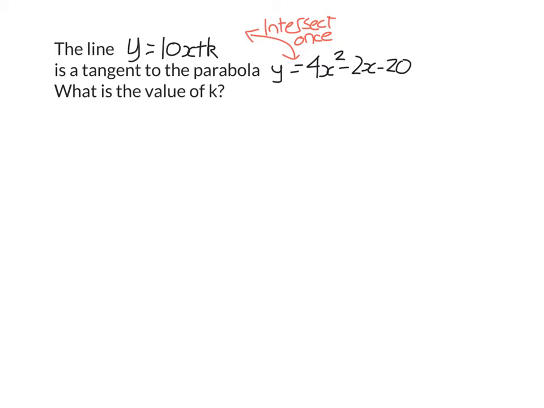So what I'm really saying is, what is the value of k such that this line and this parabola intersect once and only once?